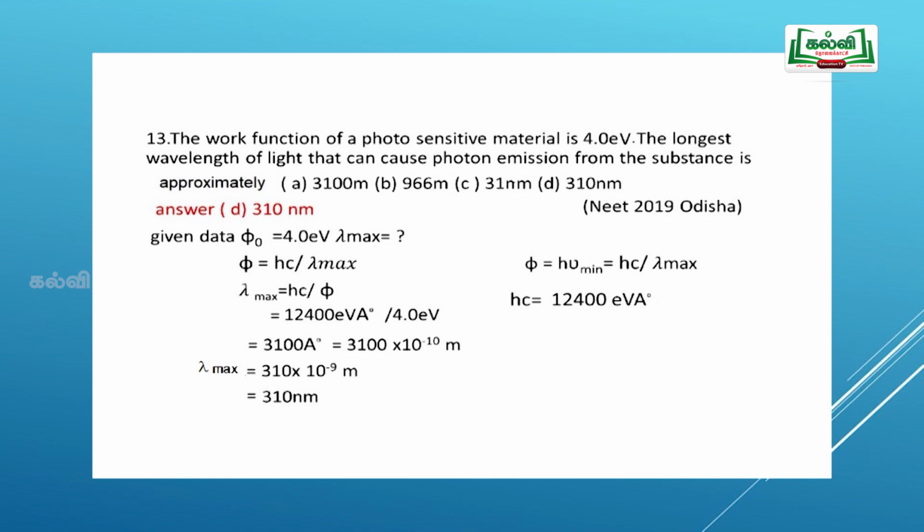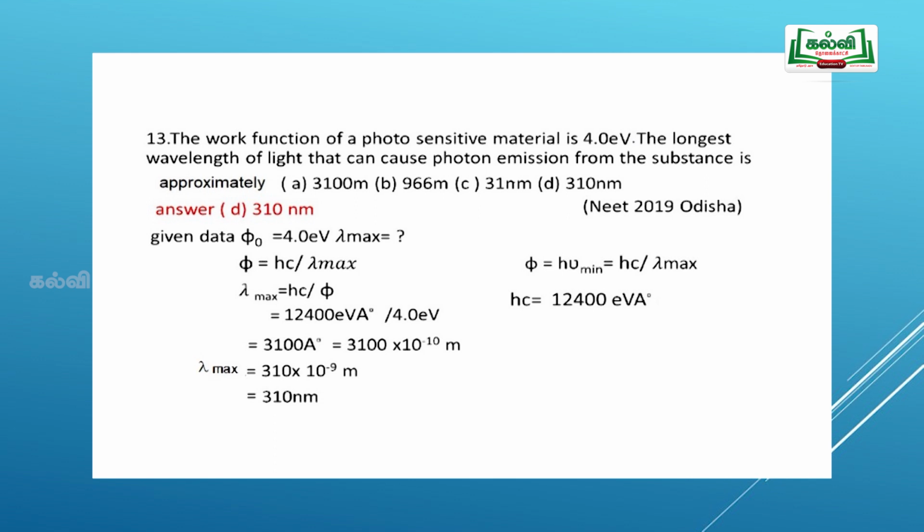As we know, we are going to take in all the numericals the hc value as 12,400 Armstrong eV. To simplify, we substitute this hc as 12,400 eV Armstrong divided by the phi value, which is 4 eV. When you simplify, eV gets cancelled. So the answer is in Armstrong, which is 3100 Armstrong. When you divide 12,400 by 4, we get this answer.